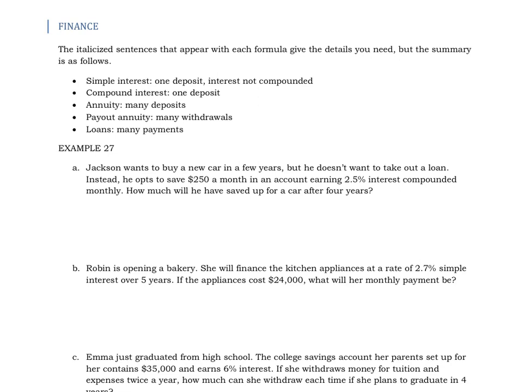Okay, example 27. Jackson wants to buy a new car in a few years, but he doesn't want to take out a loan. Instead, he opts to save $250 a month in an account earning 2.5% interest compounded monthly. How much will he have saved up for a car after 4 years? So it looks like he's putting money into an account, and it says a month, so that's regularly. So that's many deposits, not just one deposit. So that sounds like an annuity.